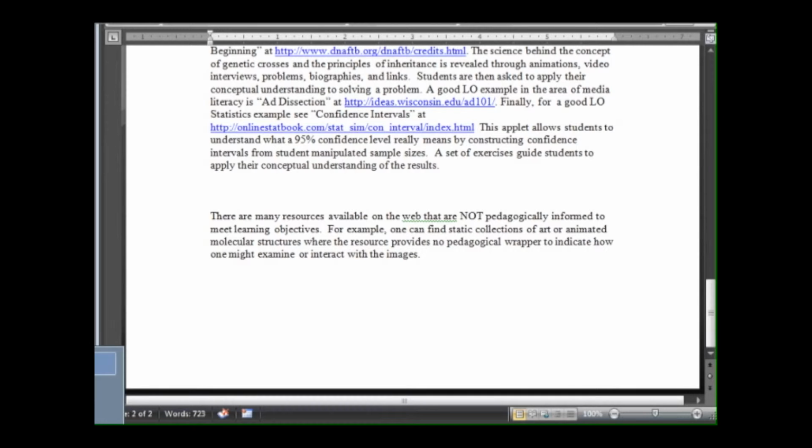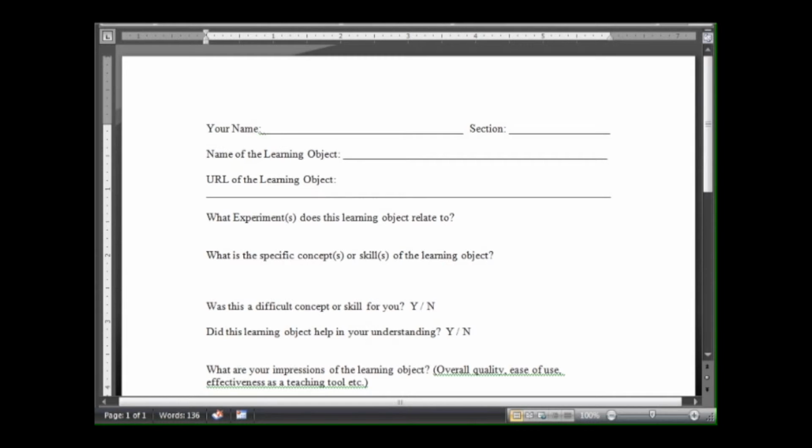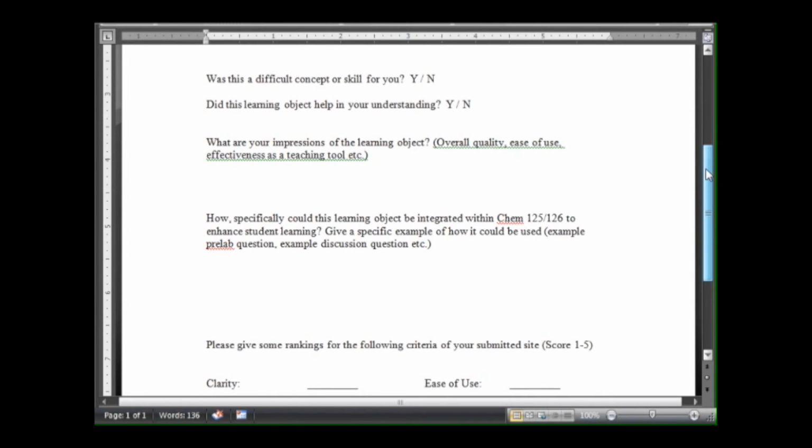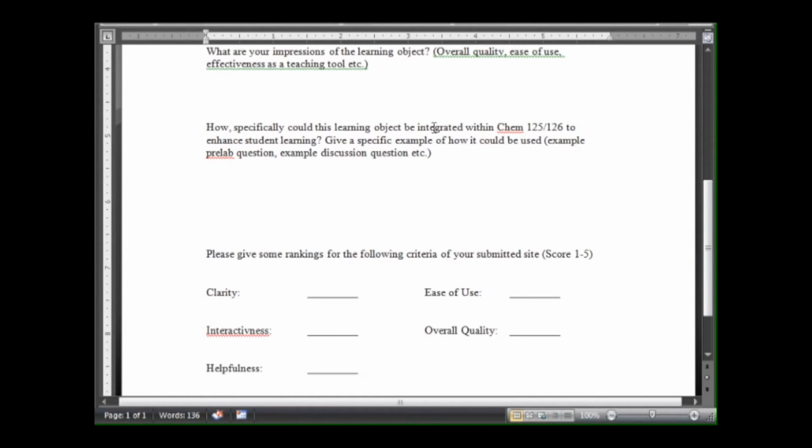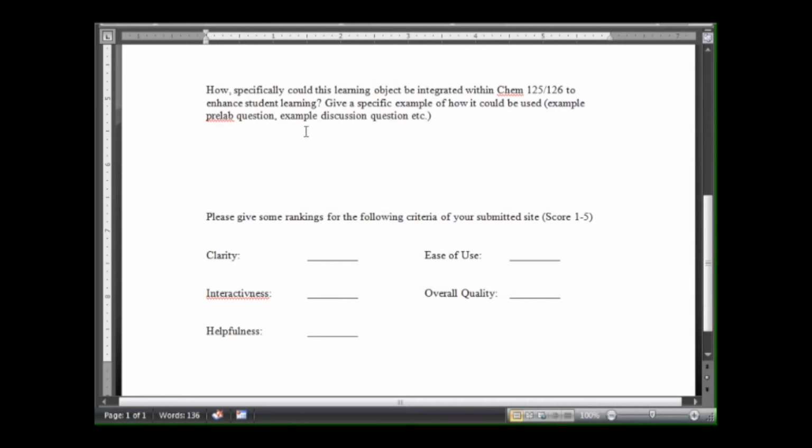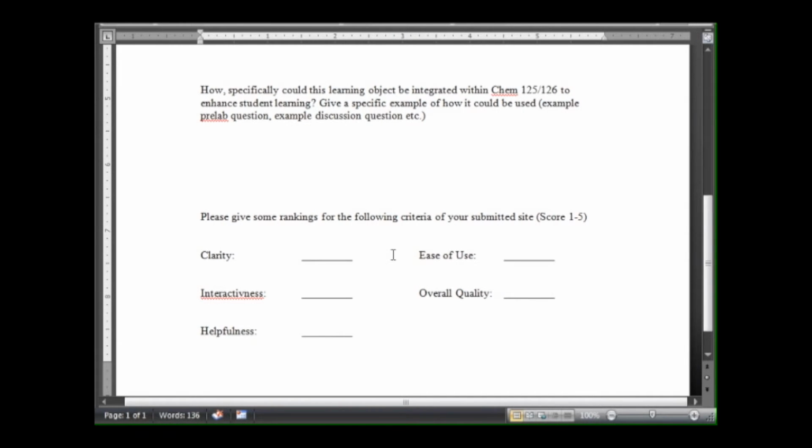In addition to general information about the site, such as the concept it is trying to convey, the submission form also had students give their personal impressions of the site and how this learning object could be used within the course. It also had ratings in the following categories of clarity, interactiveness, helpfulness, ease of use, and overall quality.